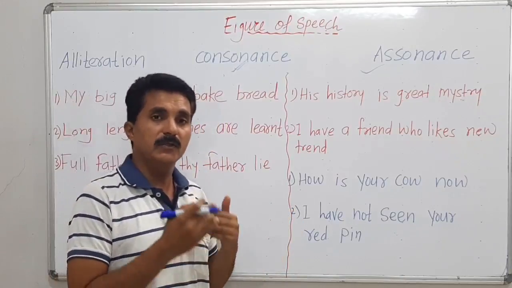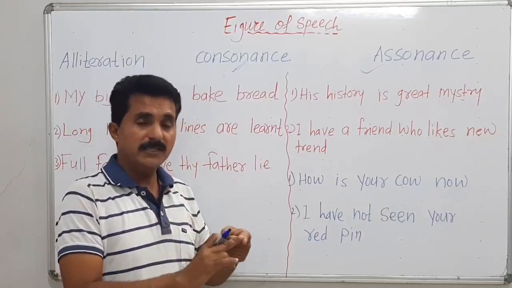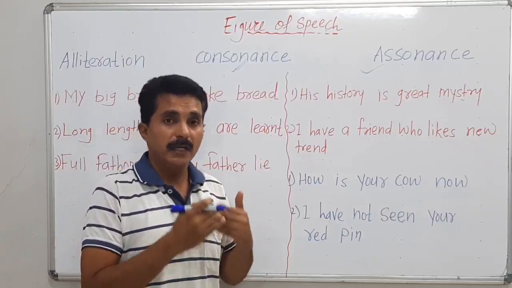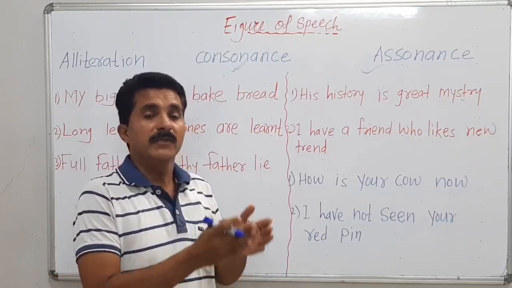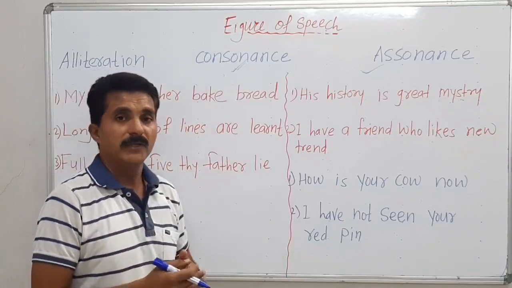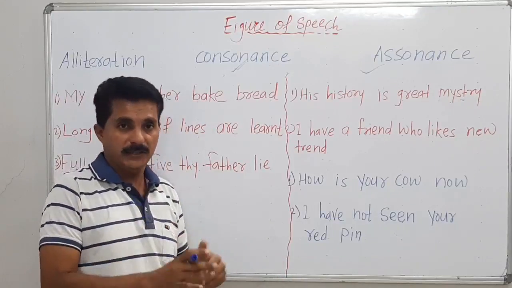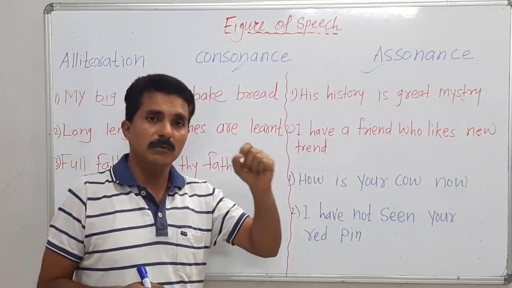Previously we have studied those figures of speech in which the phrases or letters are repeated. Now we are going to study those figures of speech in which the sounds are going to be repeated. The first one is alliteration. We know very well alliteration. What is alliteration? In alliteration, the beginning sound of the word is repeated.